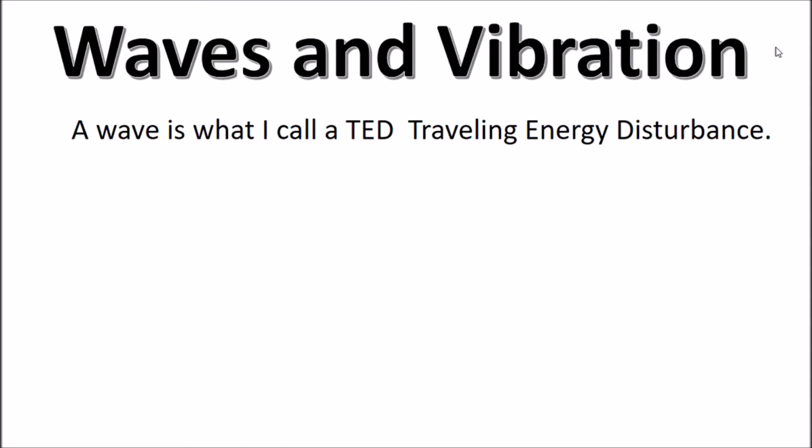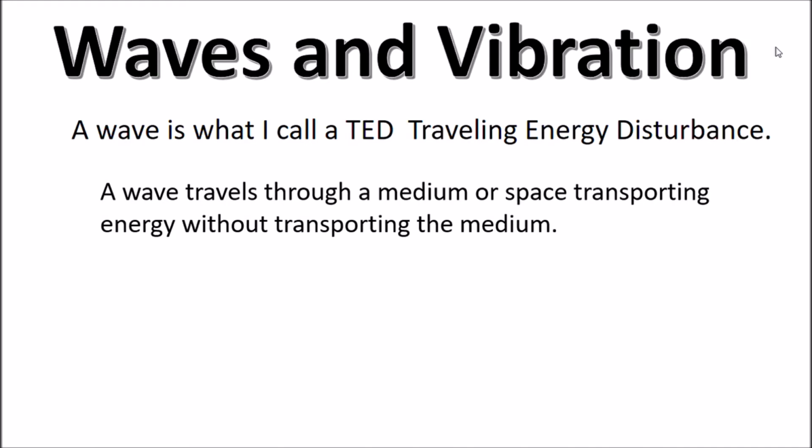A wave is what I call a traveling energy disturbance. Waves travel through a medium or space and they transport energy without actually transporting the medium from one place to another. Medium is just a fancy word for a material. So for example, if I were to throw you a baseball across the room, I would be transferring the baseball, the mass, the material, and its kinetic energy from one place to another. Now a wave doesn't do that. A wave just transfers energy, all right, without actually transporting the medium from one place to another.